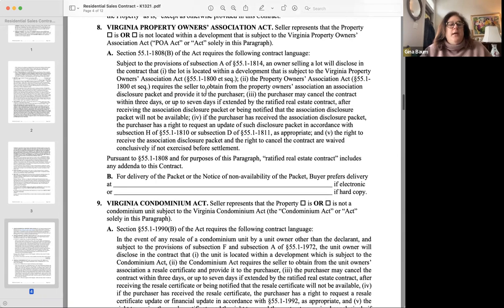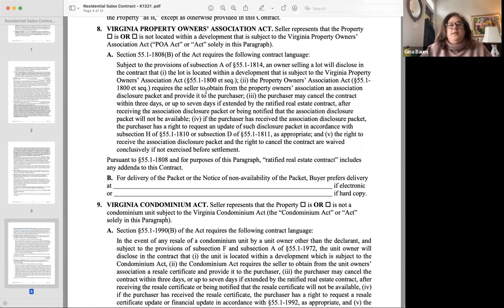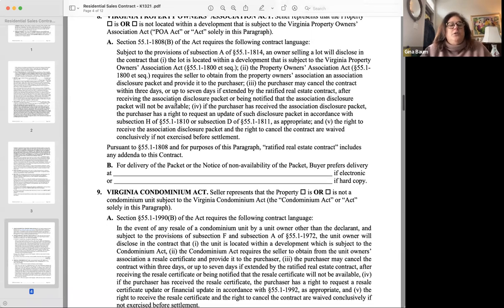So here we are in paragraph 8 about the Virginia Property Owners Association Act. Again, this is going to tell us how we do delivery when there are association documents involved. The seller represents that the property is or is not located within a development that is subject to the Virginia Property Owners Association Act. The act requires the following contract language, subject to the provisions of subsection A of 55.1-1814, an owner selling a lot will disclose in the contract that the lot is located within a development that is subject to the Property Owners Association Act.